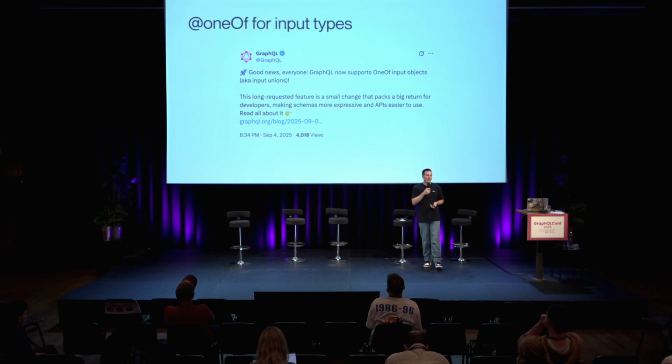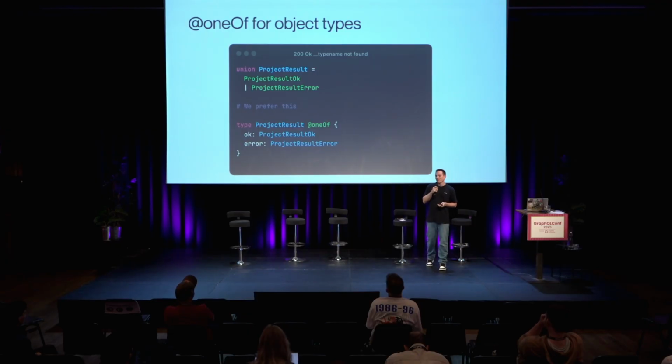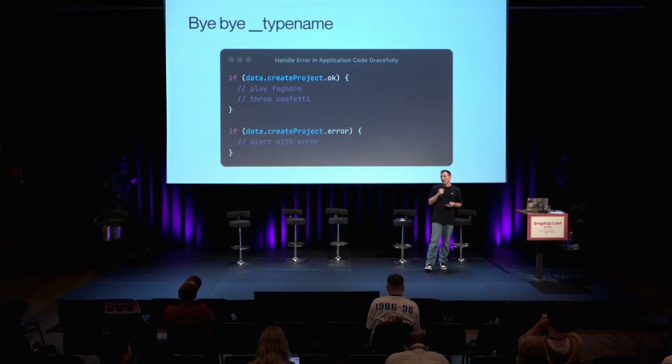But yeah, we have oneOf for input types recently added to the GraphQL spec, and we actually already used oneOf for our mutation results. So instead of using a union type for modeling our result types, we use the oneOf thing, and that basically means instead of doing the type name lookup, we can just check if OK or error is within our object, and based on that, do whatever we want to do with the mutation result.